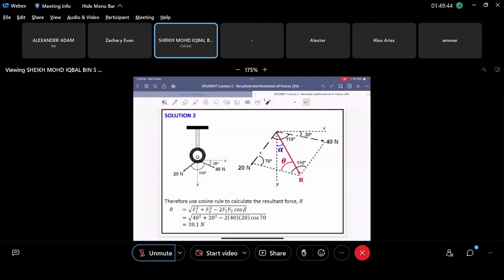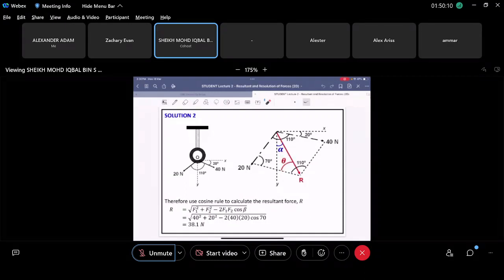Now you know where your resultant force is here. You cannot calculate without knowing where the resultant force is. You have to physically draw where the resultant force is first before you can calculate the magnitude and direction, right? Once you calculate the resultant force here, you know that direction will be this one, right? Sorry, this one, theta here. This will be your direction of the resultant force.